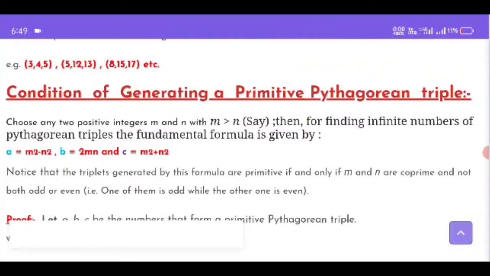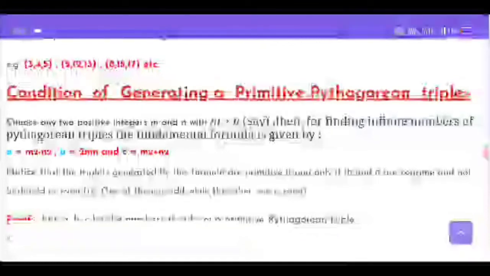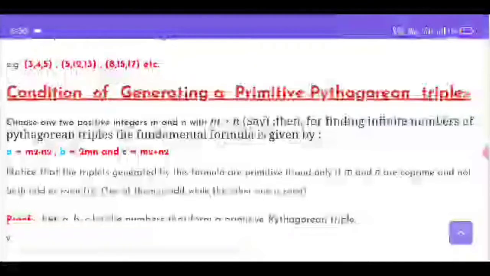So the condition for generating a primitive Pythagorean triple. Actually this is not in your syllabus, but I am going to prove it because I love to prove mathematics formulas. So choose any two positive integers m and n such that m is greater than n. Then for finding infinite numbers of Pythagorean triples, the fundamental formula is given by a equals m square minus n square and b equals 2mn, and thus c is given by m square plus n square. Notice that c is larger than a and b, the hypotenuse compared to the sides adjacent to the right angle.